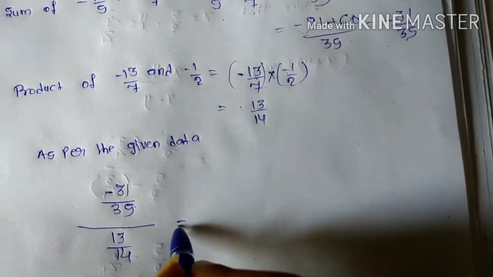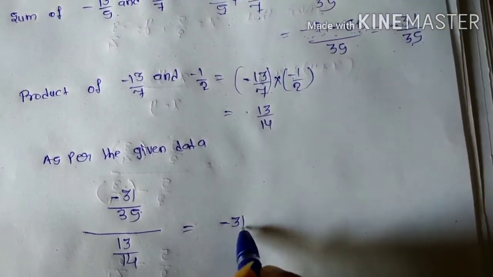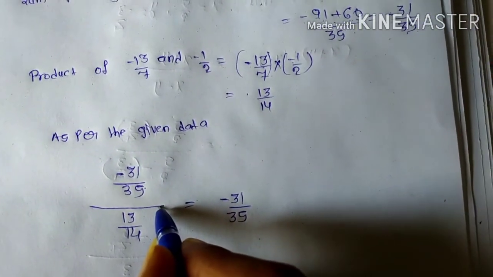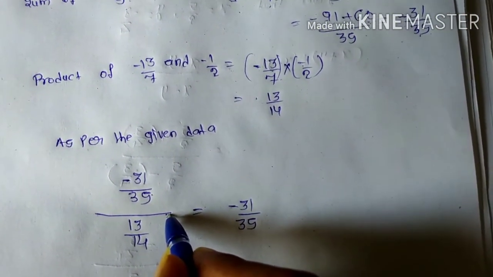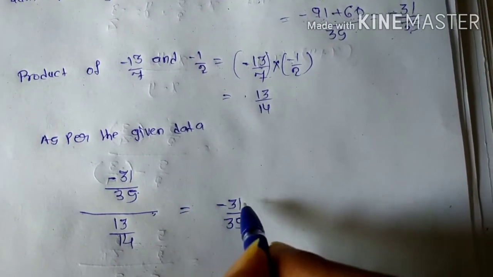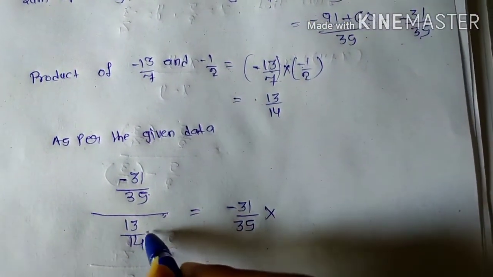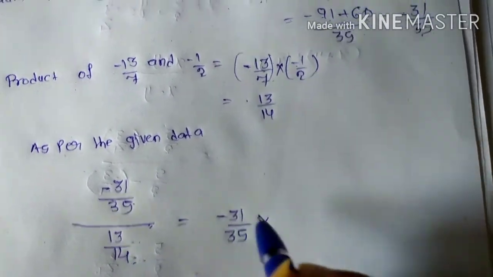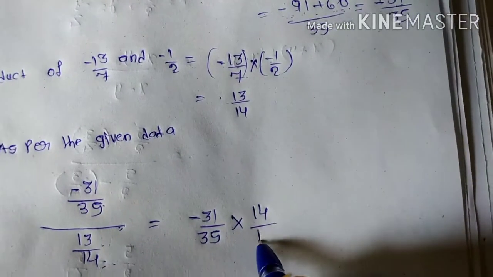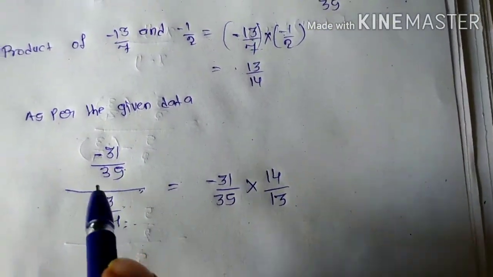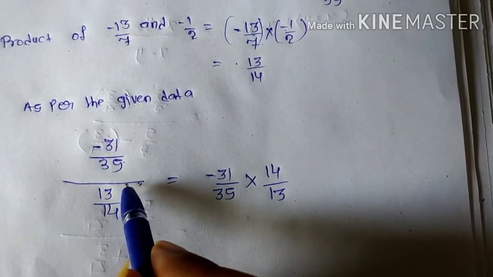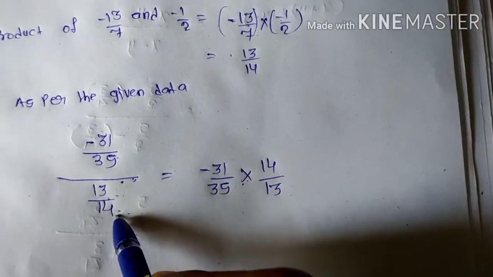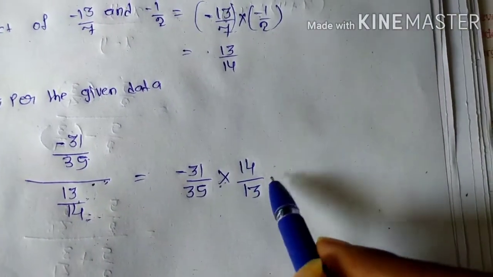That means I will write here minus 31 by 35. See here, this is the division. We need to change the division. You know that in the previous classes, you write multiplication, and after that you write the reciprocal of the fraction. What is the reciprocal of 13 by 14? Can you write here 14 by 13? Yes or no? Whenever you have to convert division to multiplication, remember, you write multiplication and the reciprocal of the given number. That means here 14 by 13.